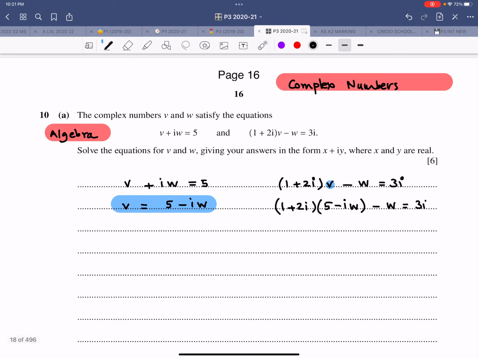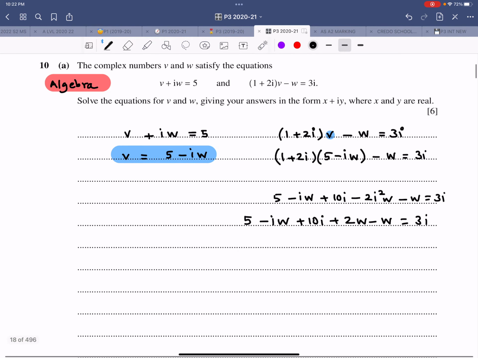So 1 into 5 is 5. And let me use more space. 1 into 5 is 5. 1 into minus iw is minus iw. This is 10i and this is 2w and negative 2i squared w. Am I right? This is 2 into i into i squared into w, that's perfect, minus w is equals to 3i. 5 minus iw plus 10i plus 2w minus w equals to 3i.